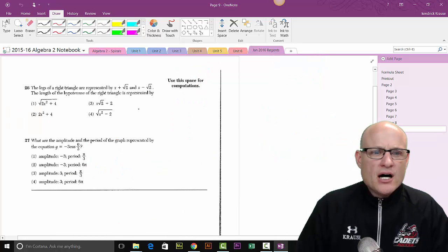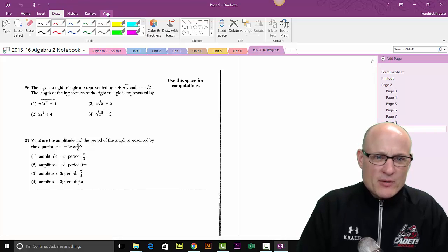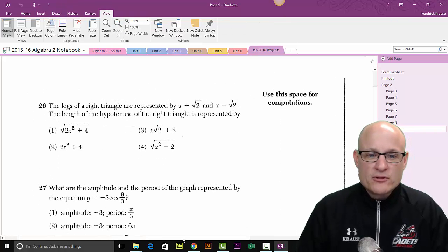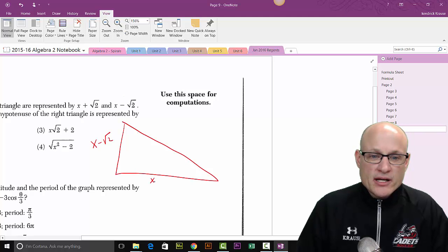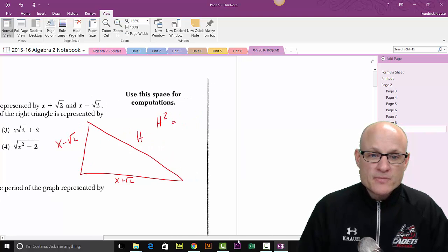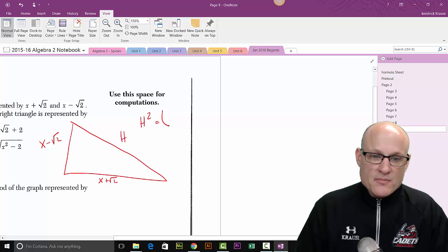Moving on. This one wasn't bad, but the way it was worded was a little bit tricky. You have to be careful. So what we're going to do is take a right triangle, and this is going to be x minus the square root of 2, and this is going to be x plus the square root of 2. And this is my hypotenuse. So my hypotenuse squared is equal to x minus the square root of 2 squared plus x plus the square root of 2 squared.